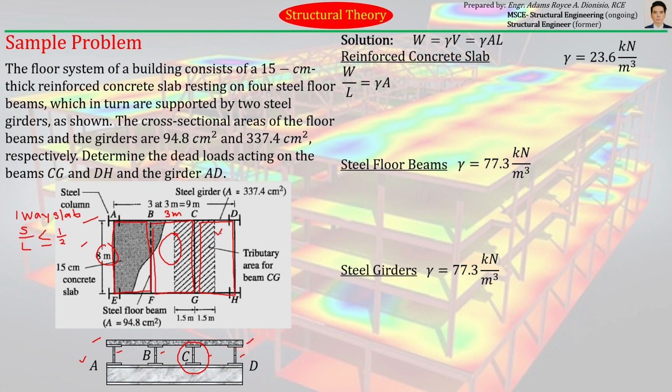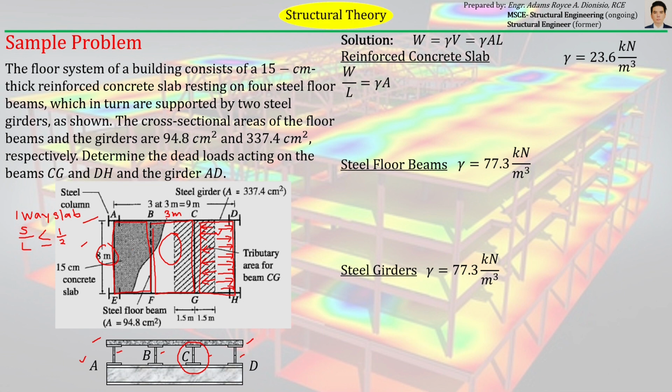So ibig sabihin lang, yung bawat load na kinikerry nitong concrete na to or slab panel na to, yung kalahati napupunta dito sa beam na to parallel to the longer side of the slab panel, and then the other half dito napupunta sa kabilang floor beam parallel to the longer side of the slab. Sa shorter beam na nagsusupport sa slab panel natin, walang natatransfer na load according to tributary method. Okay? Pag one-way slab siya.